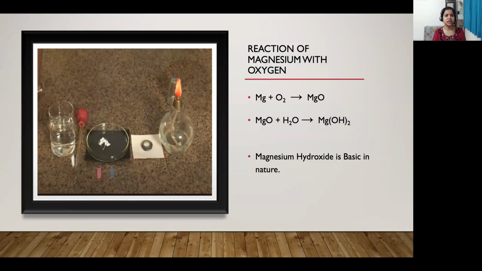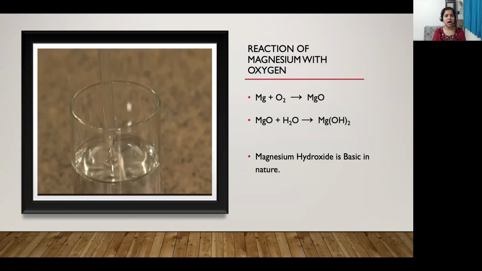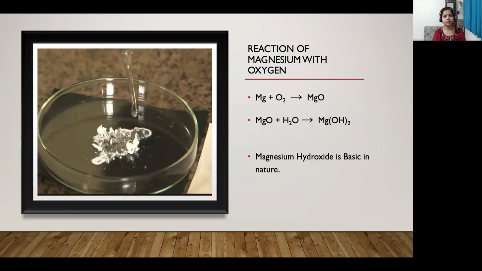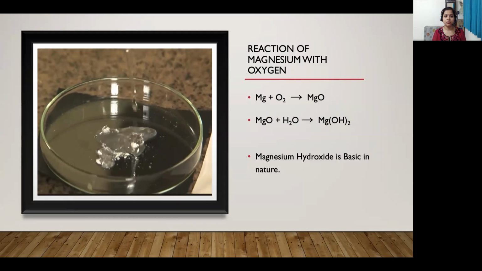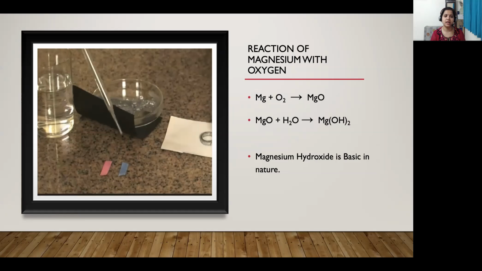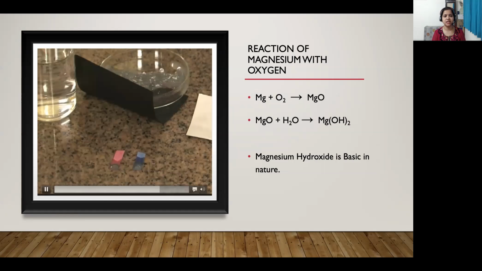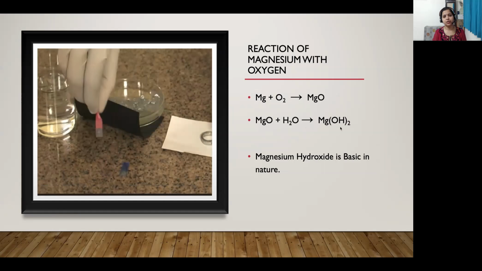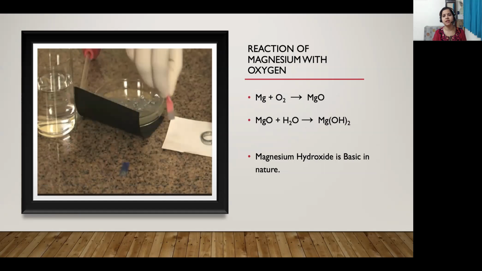Let's check the nature of this magnesium oxide. We can add some water to the white ash, that is the magnesium oxide. Mix it properly, then collect a drop and put it on a blue litmus paper and on a red litmus paper. You will again observe no color change in the blue litmus paper, and the red litmus paper will again change into blue color. It means the solution is basic in nature, and that solution is magnesium hydroxide. So magnesium oxide reacts with water to form magnesium hydroxide, which is a basic solution.